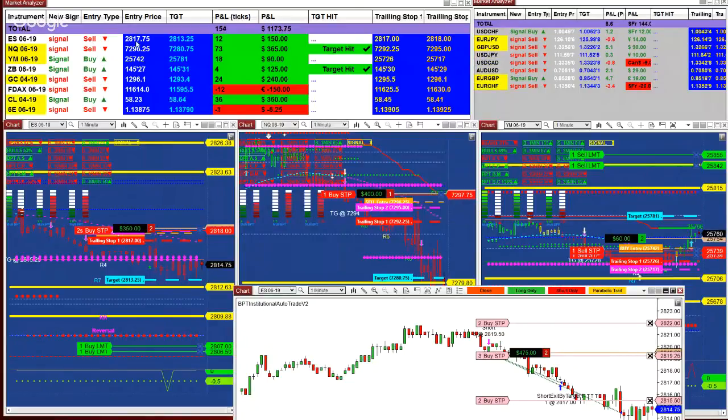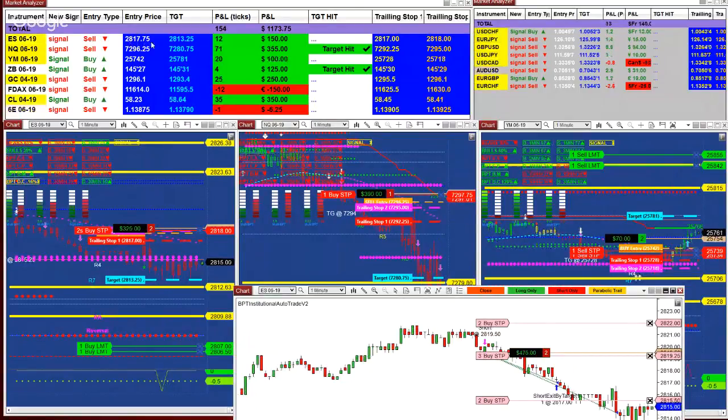The entry price is 28.1775, target 28.1325, and we just hit the target right now. And then you can see there is a profit of 14 ticks on that last trade.